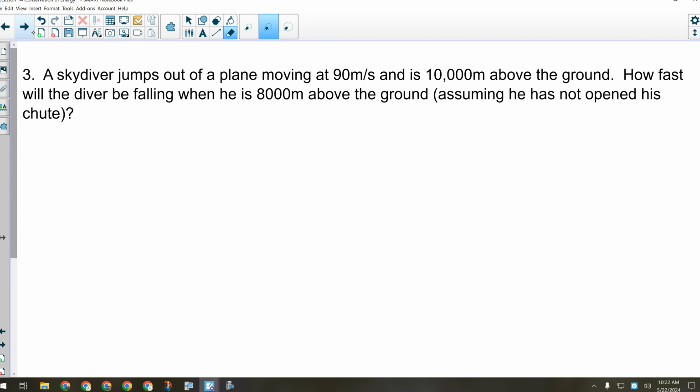So if I'm reading through this one here, I've got a skydiver jumps out of a plane. So here's my skydiver. Okay, and we know that when they jump out of that plane, they are at a height of 10,000 meters, and they are moving at 90 meters per second. Now, when you jump out of a plane, the plane is moving horizontally, generally. You don't usually eject out of a plane that's in a steep dive. Does it matter that that 90 meters per second is horizontal?